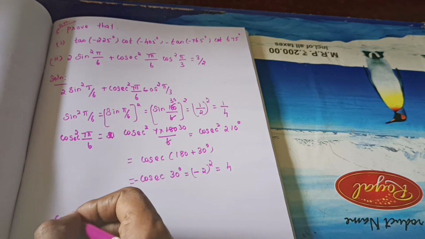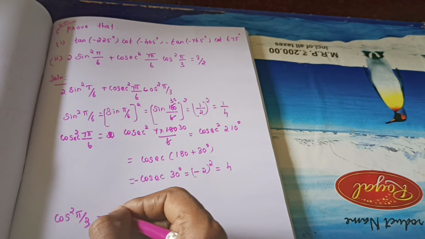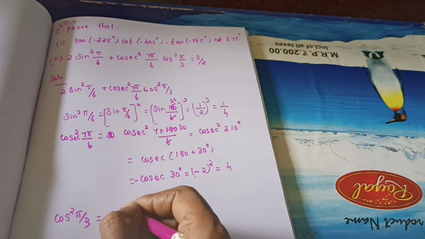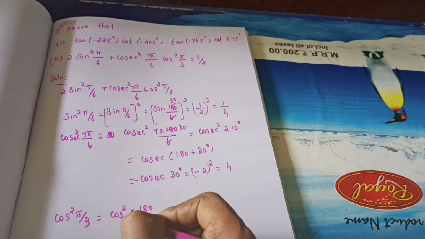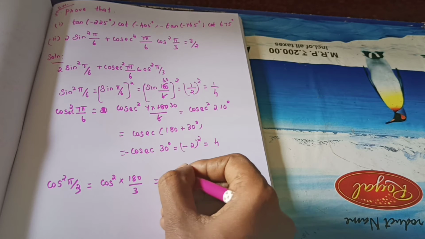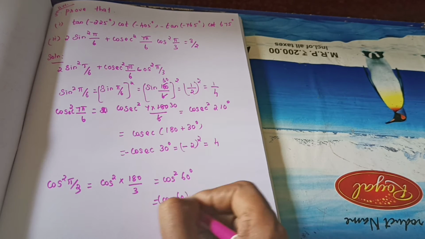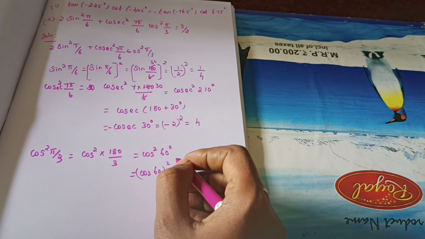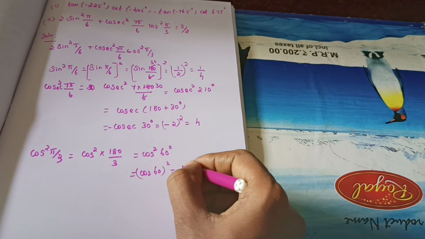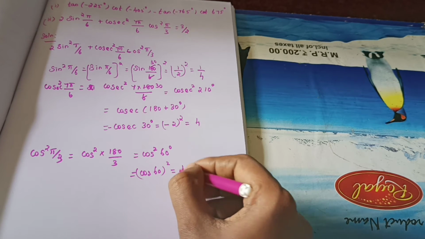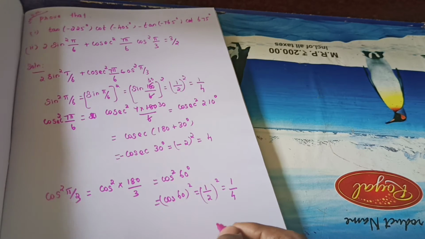Okay. So last one. Cos square pi by 3 equal to, cos square means cos square pi by 3. So 180 by 3. So cos square of 60 degree. That is same as cos 60 degree the whole square. So cos 60 degree, what's the value? Cos 60 degree value 1 by 2. So 1 by 2 whole square equal to 1 by 4. Now substitute all the values in the given.